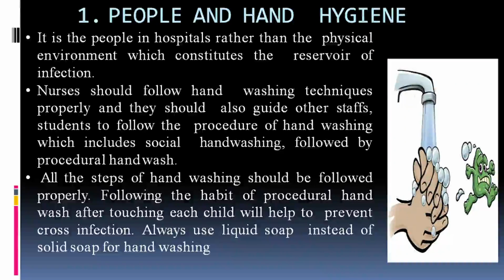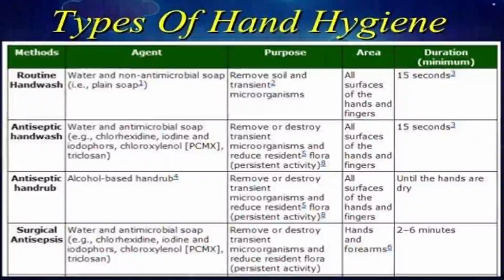First one is hand hygiene. It is the people in the hospital rather than the physical environment who constitute the reservoir of infection. Nurses should follow hand washing techniques properly and should also guide other staff and students to follow the procedures of hand washing, which include social hand washing followed by procedural hand washing. All steps of hand washing should be followed properly. Following the habit of procedural hand wash after touching each child will help to prevent cross infection. Always use liquid soap instead of solid soap for hand washing. The types of hand washing include routine hand wash, antiseptic hand wash, antiseptic hand rub, and surgical asepsis.